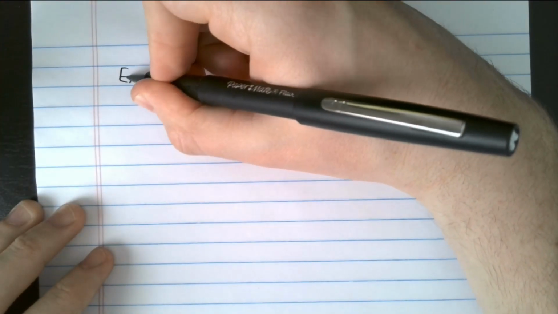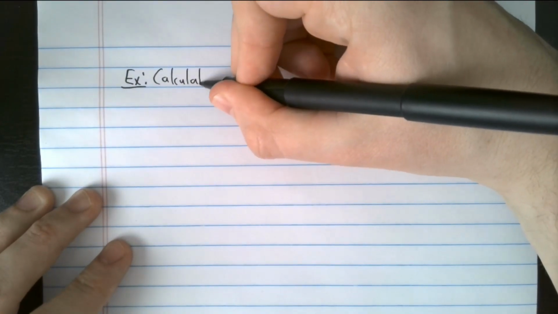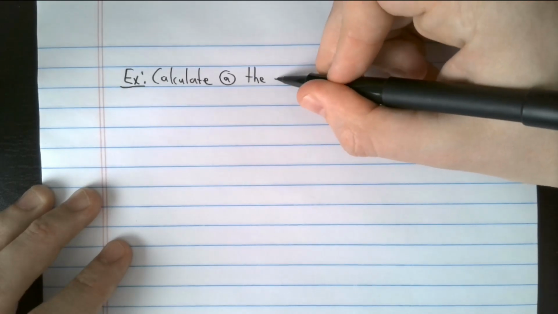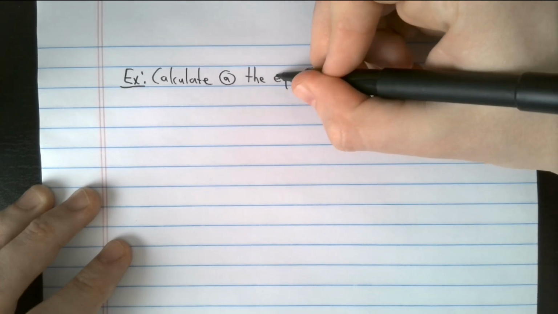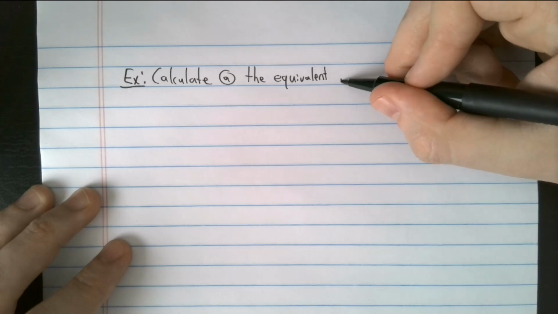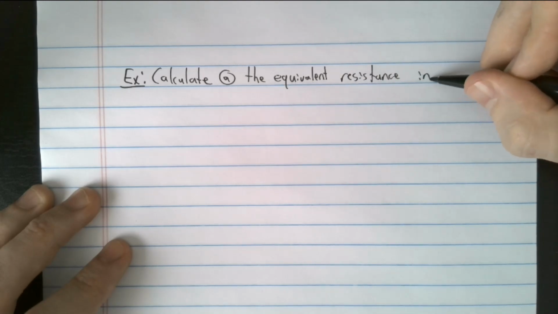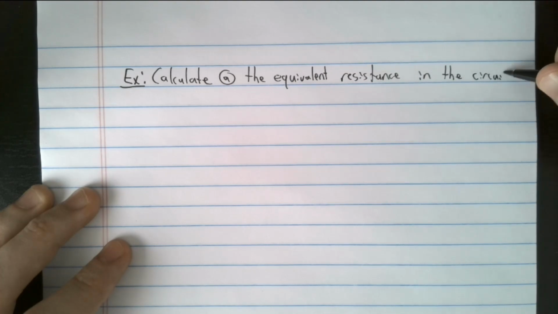I'm going to draw a picture below this, so there will be no numbers in this prompt. It'll just be words, and then we'll put the numbers in the picture. Here we go. Please write it down, though. Calculate A, the equivalent resistance in the circuit.